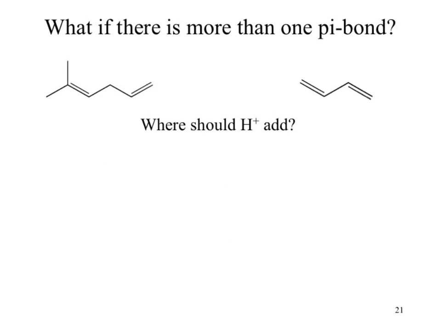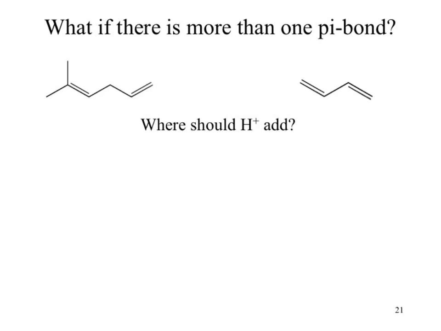What if we have more than one pi bond? Where should we put the H+? So we get two reactions here. That's an interesting question. We could try and put the hydrogen where there's more hydrogen. What are you following by that, by saying that statement? Markovnikov. What do you think my response is going to be to that suggestion?